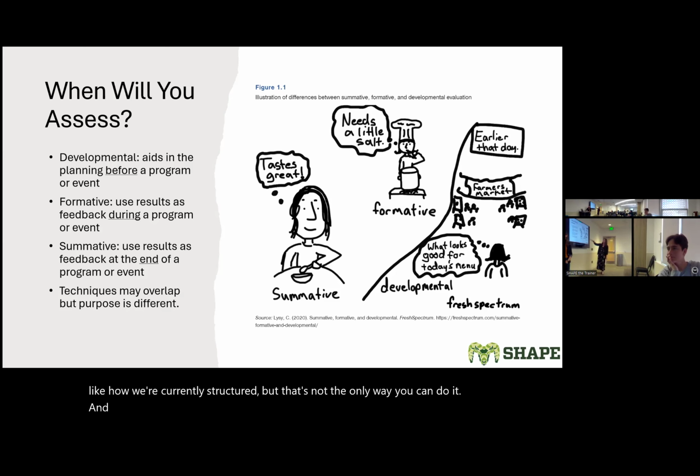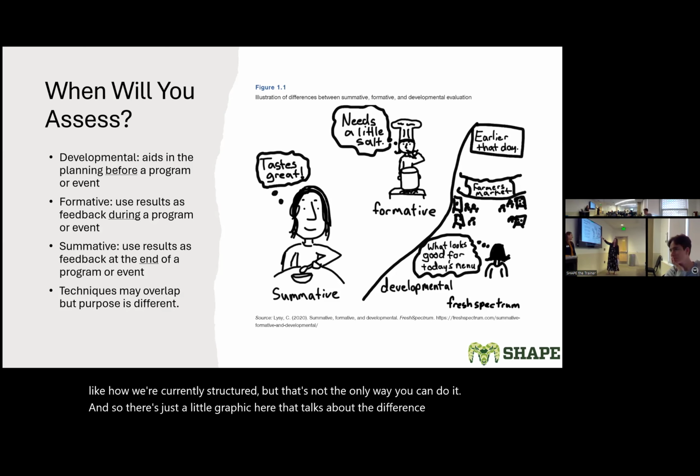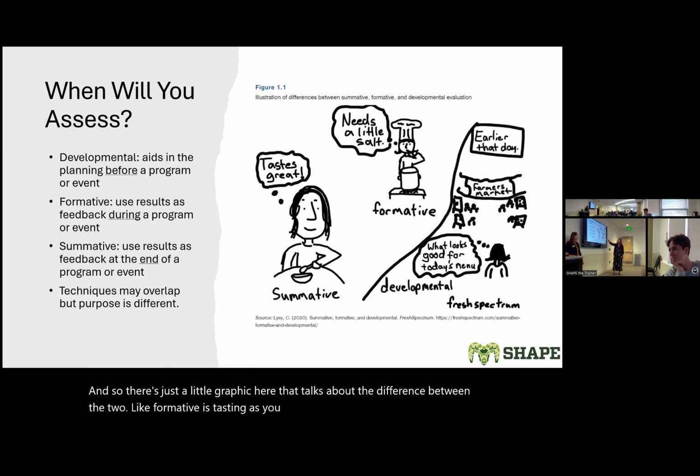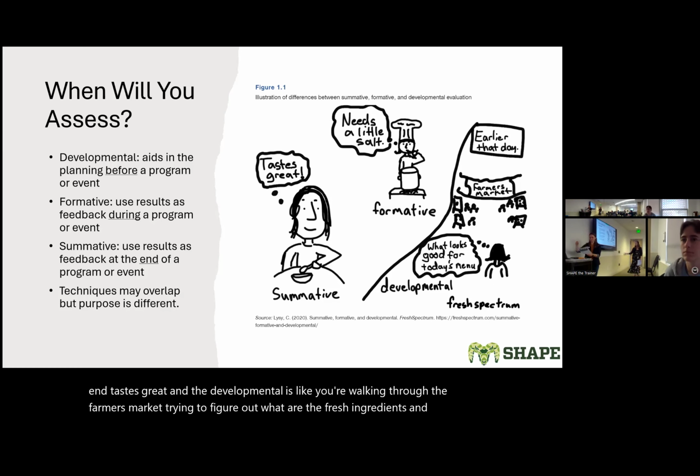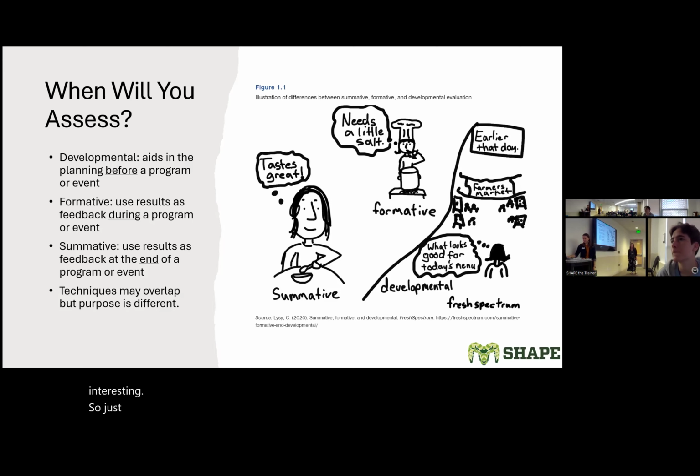And so there's just a little graphic here that talks about the difference between the three. Formative is tasting as you go: needs a little salt. Summative is at the end: tastes great. And then developmental is like you're walking through the farmer's market trying to figure out what are the fresh ingredients to make the thing that you want for today. So just a little visual for you. I love it.